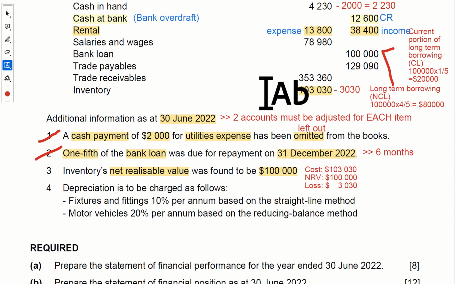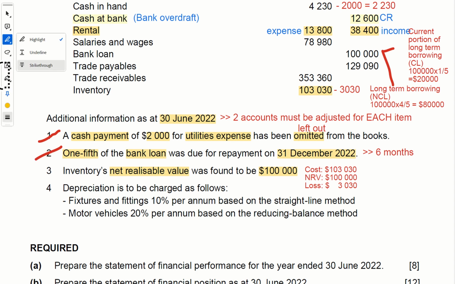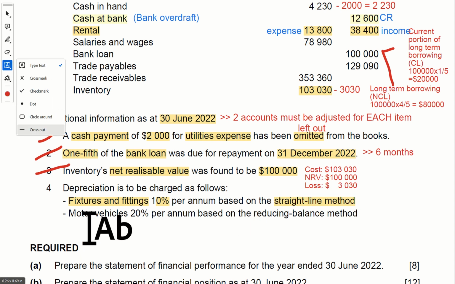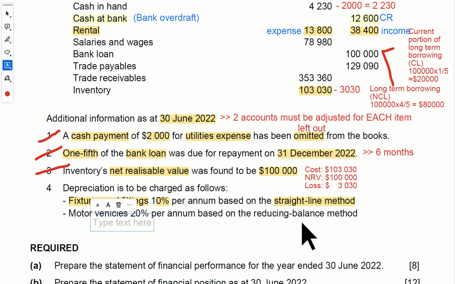Next, so we are done with the inventory. And then we go on and do depreciation. Now first, we are going to do depreciation of fixtures and fittings, which is 10% per annum based on the straight line method. So I'm just going to do my calculation at the bottom. Straight line method's depreciation is quite straightforward. Cost minus scrap value times percentage.